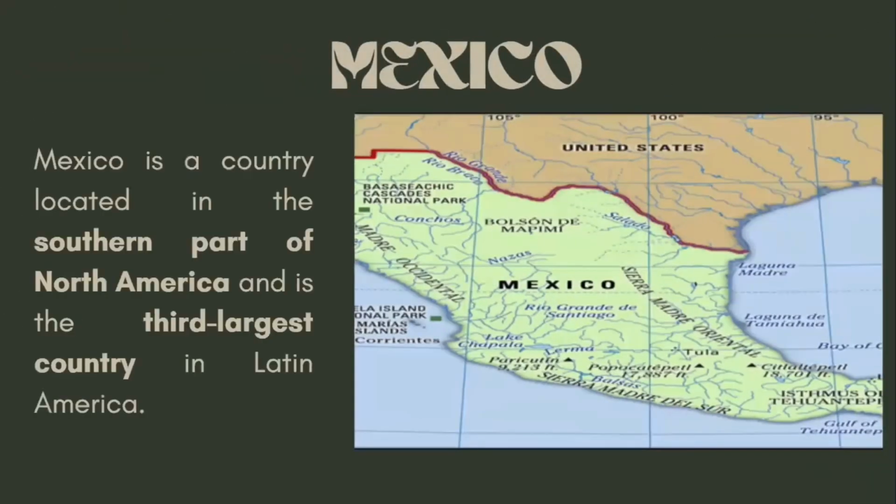And now let's first talk about Mexico. Mexico is actually a country located in the southern part of North America, and it's the third largest country in Latin America. Now, its human geography is actually shaped by its rich history and diverse culture, as well as various social, economic, and political factors. Now, let's move on to its population.